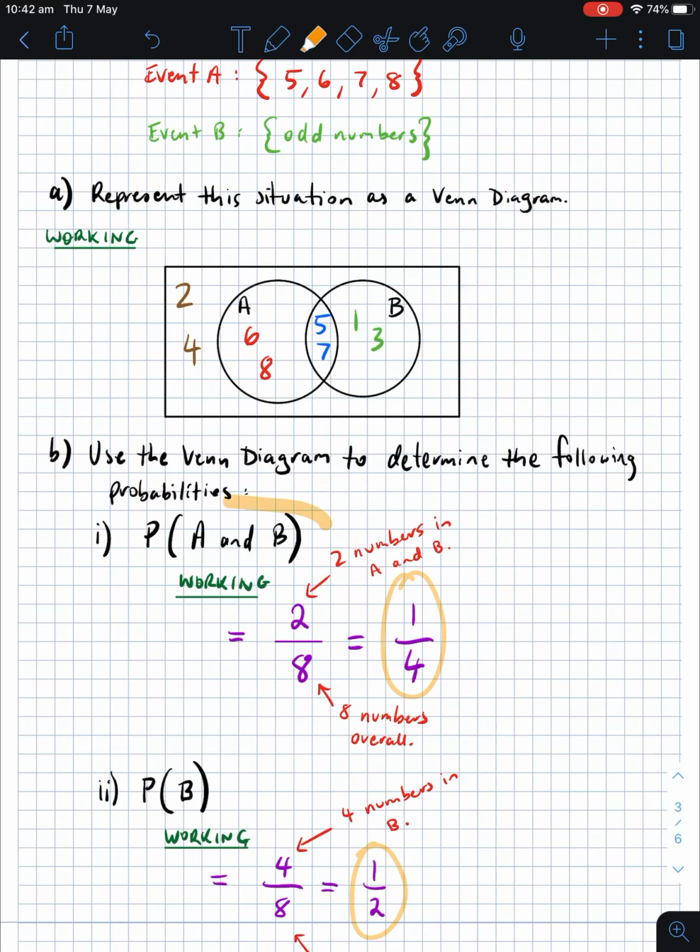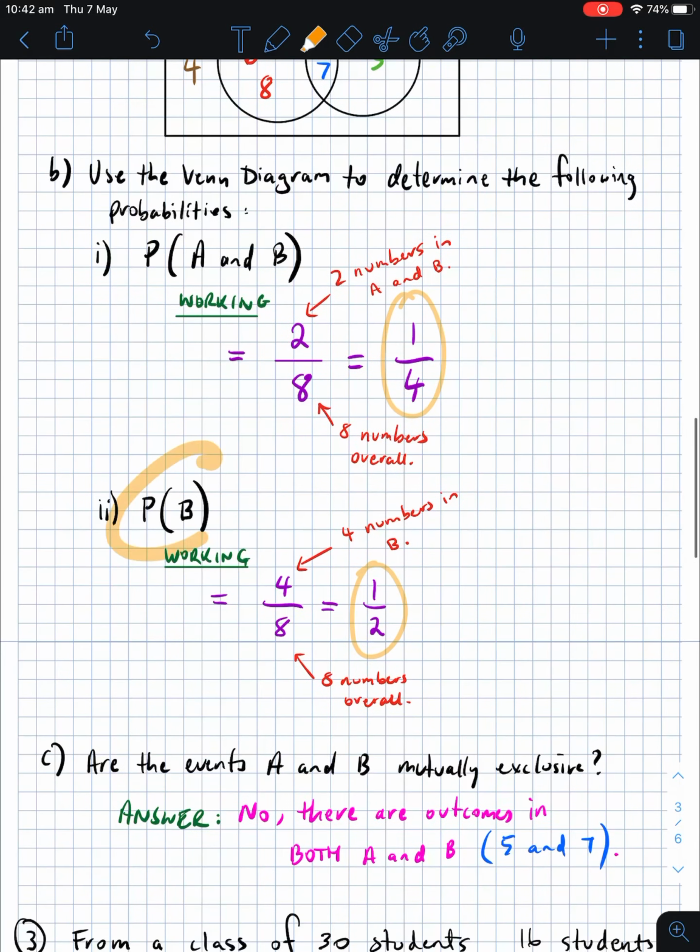Okay, so what is the probability of A and B? So the idea is we want to look at the A and B section. A and B means that it's in both circles. So it's just the 5 and 7 part. And we've got to think, what's the chance that we're going to get a number in this section? Well, there's 2 numbers in the section. So 2 is on top of our fraction when we're doing probabilities. And on the bottom is the total number of different possibilities. There's 8 different numbers to choose from. So there's 2 numbers out of a total of 8. So our probability is 2 eighths, and that simplifies to 1/4.